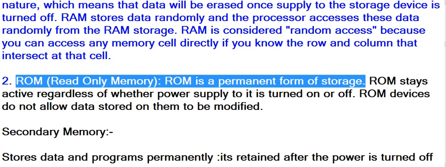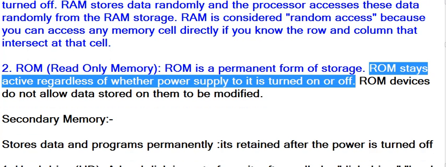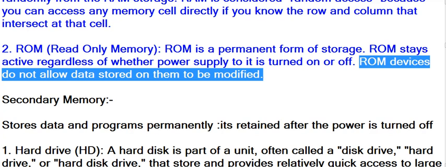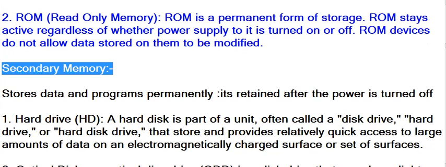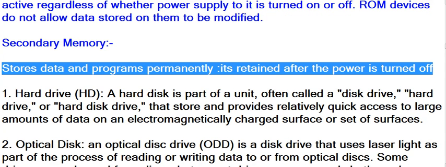2. ROM, read-only memory. ROM is a permanent form of storage. ROM stays active regardless of whether the power supply to it is turned on or off. ROM devices do not allow data stored on them to be modified. Secondary memory stores data and programs permanently. It is retained after the power is turned off.